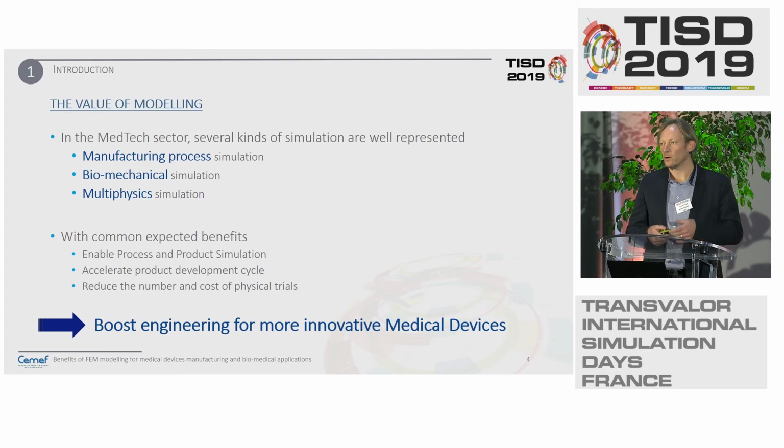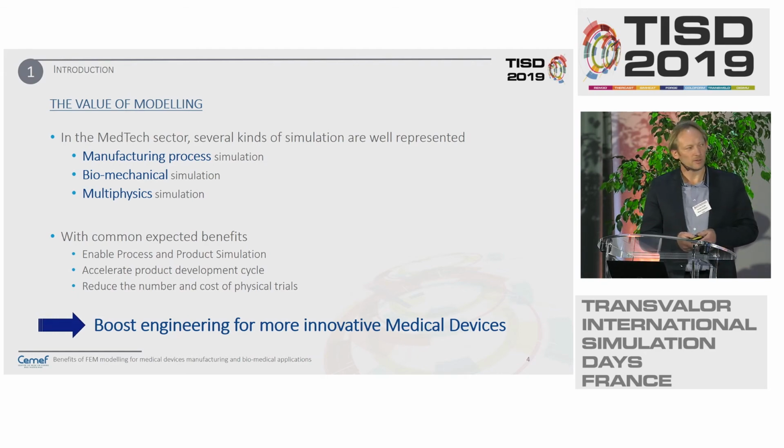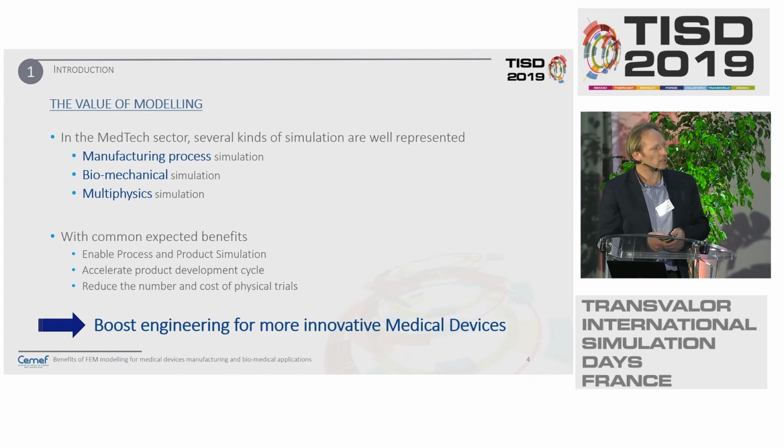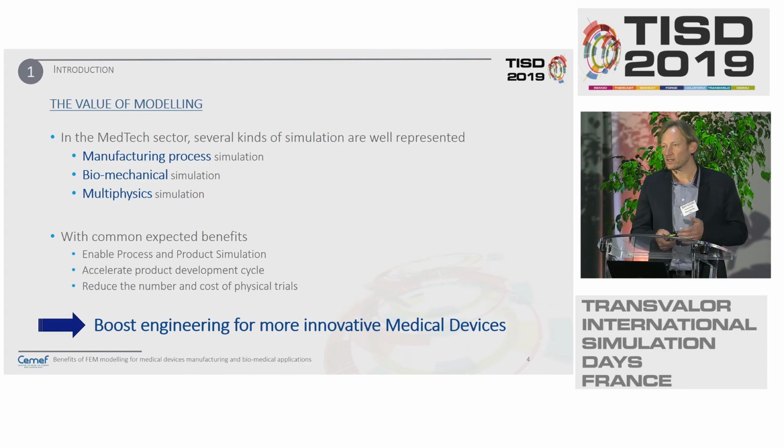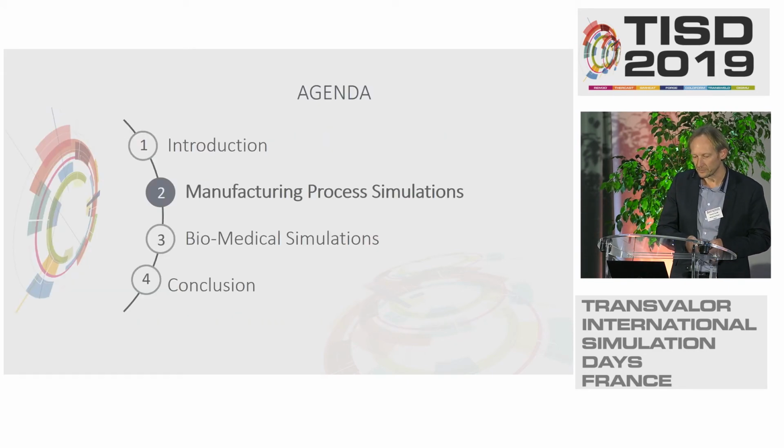If you want to develop a heart valve, it is important to also take into account the fluid in interaction. So the benefits that we have using finite element modeling are more or less the same as for the other kinds of industrial sectors, mainly to accelerate the product development cycle and to reduce the number and the cost of physical trials. So the main aim is to boost engineering for more innovative medical devices.